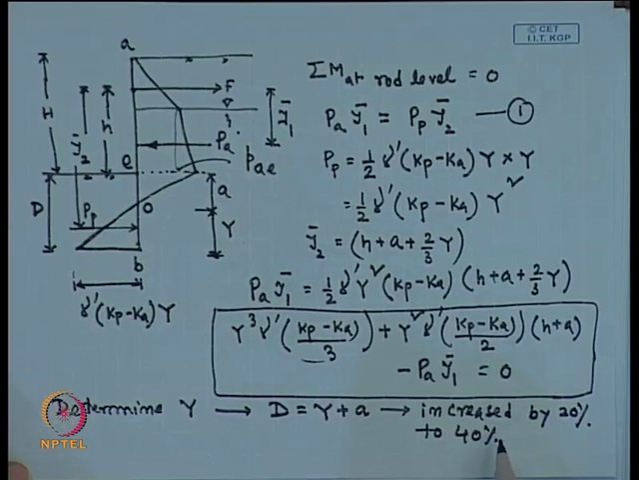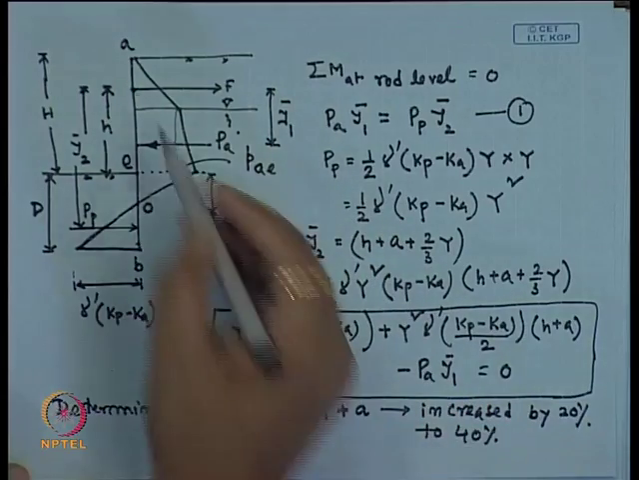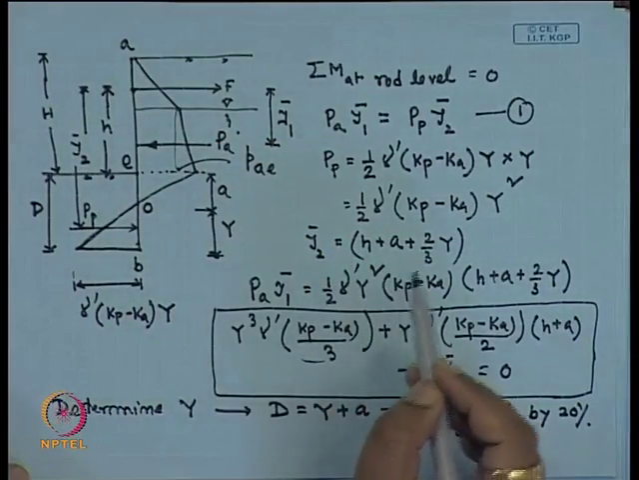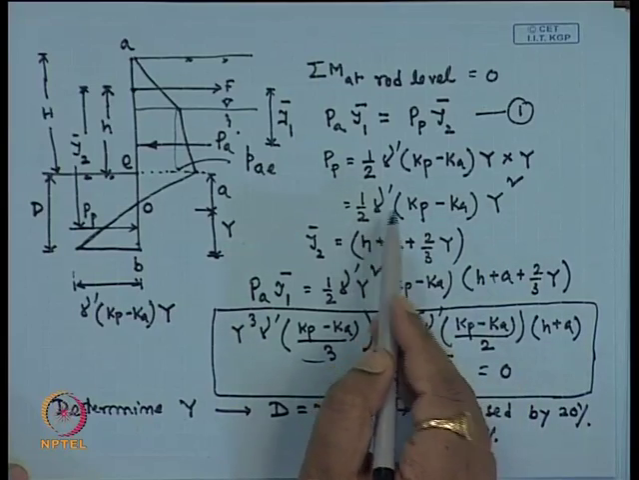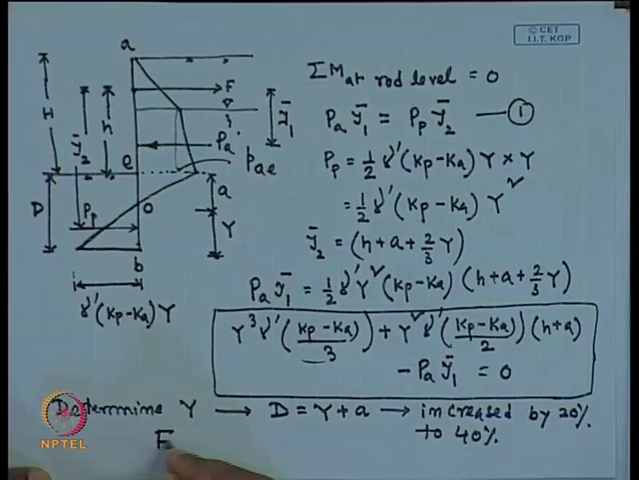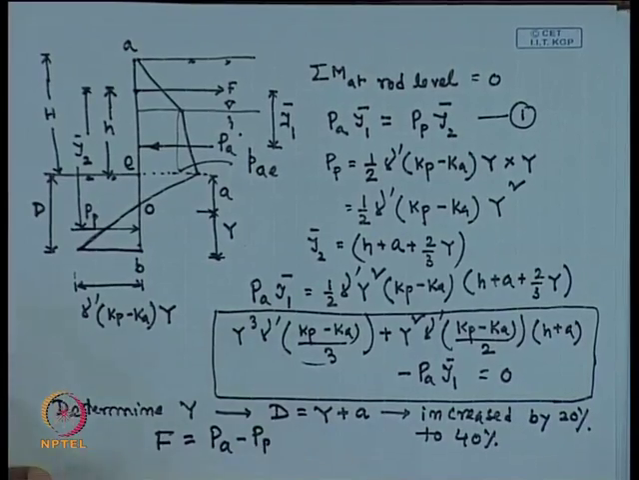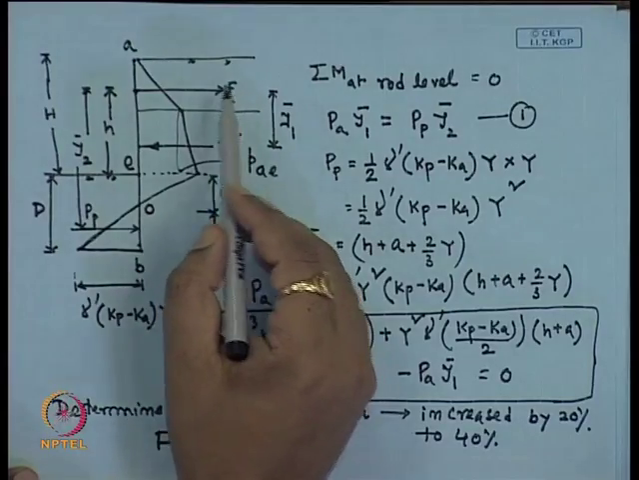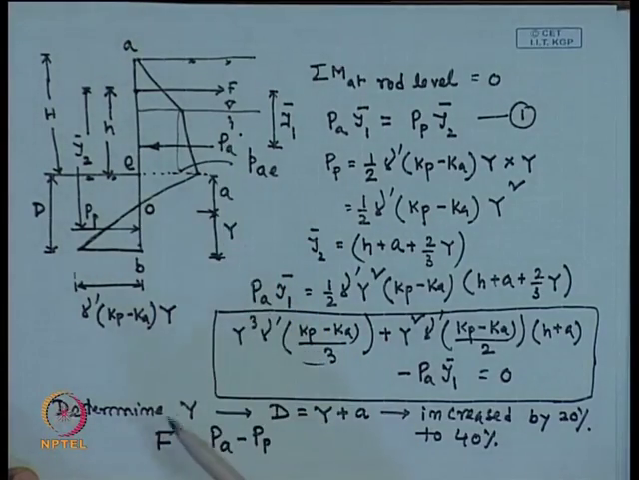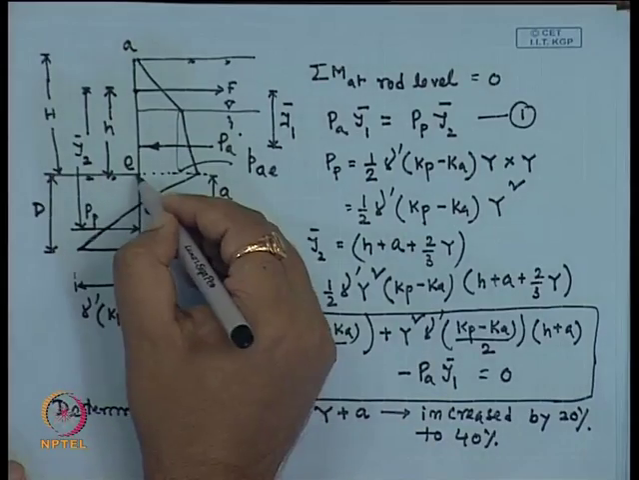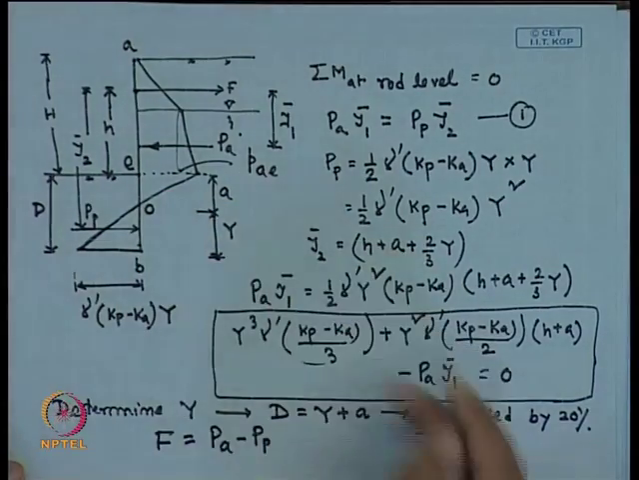Once we get this D value or capital Y value, what can we do? We can calculate P_A, because P_A is the top portion where A we know. And if I know capital Y, then we can also calculate P_P. Once we know P_A and P_P, we can calculate this anchor force F, that is P_A minus P_P, because that force is required. So, we have to design this anchor such that it can sustain this F load. This way we can determine the required depth for this anchored sheet pile and the required anchor force.